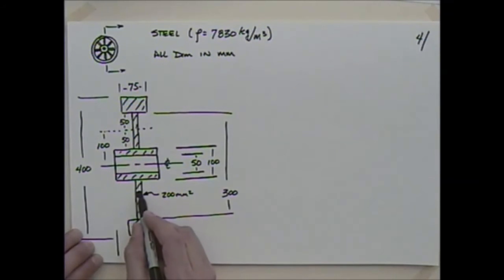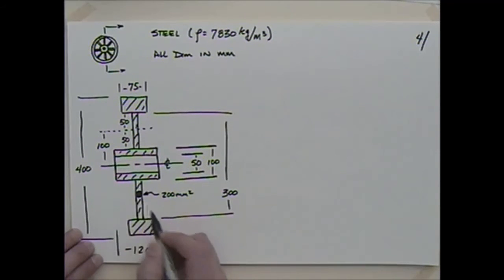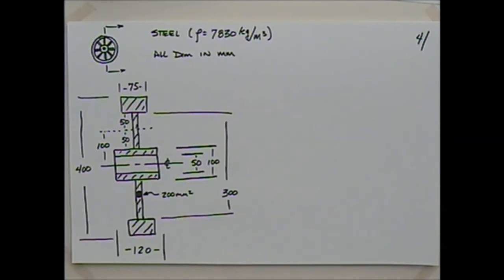The one thing that's a little different is the cross-section of the spoke is circular, which probably makes sense, hopefully, and it has a cross-sectional area of 200 millimeters squared. Everything else that you don't see units on are in millimeters. And we're told this thing's made out of steel, where its density in the metric system is 7830 kilograms per cubic meter.